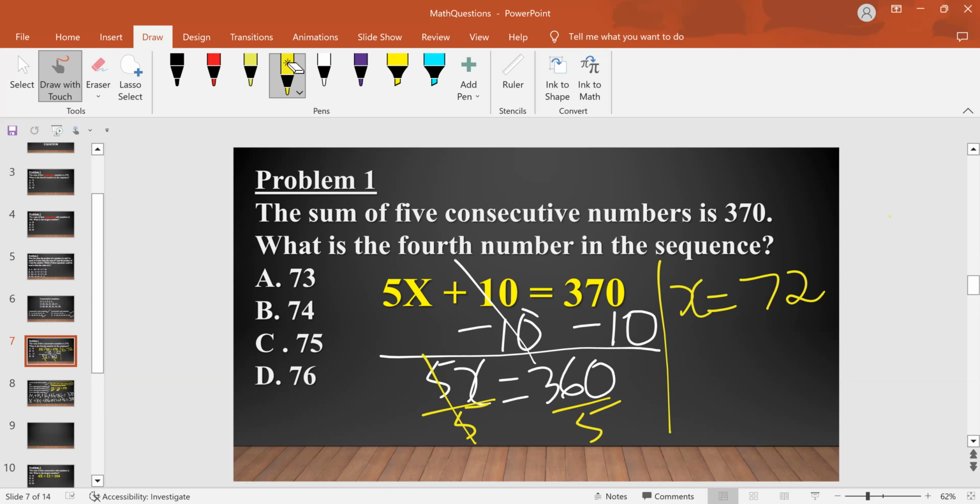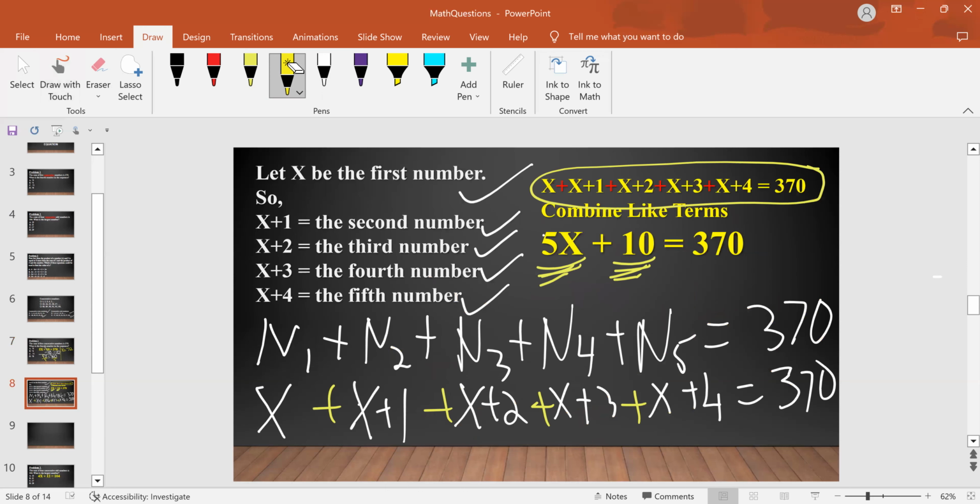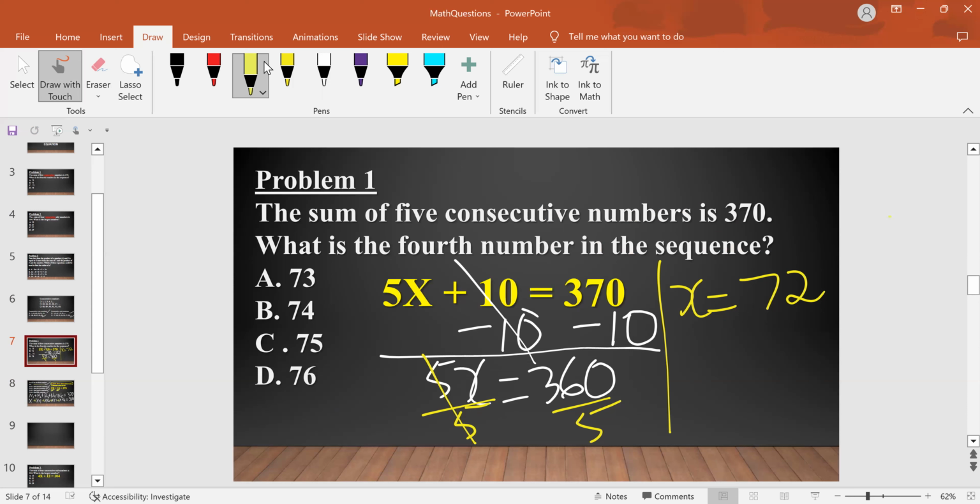So x is the first number. That's the way we called x. We called x the first number. So if x is the first number, now from the first number, we can figure out the rest of the numbers. So we have 73, going to be the second number, 74, the third number, 75, the fourth number, and 76, the fifth number. But the question said the fourth number. So that fourth number is 75. Therefore, the correct choice is C.